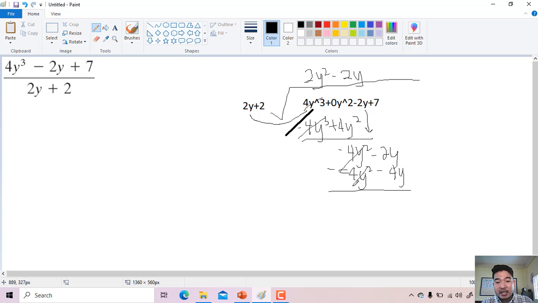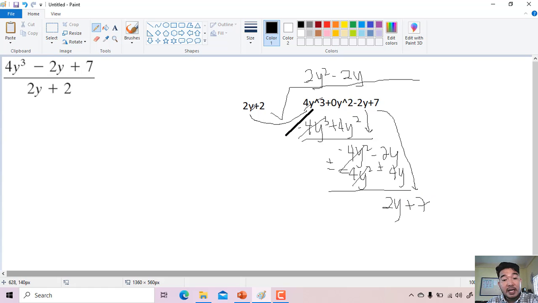Ayan, kasi magkamukha lang naman sila. Negative 2y minus negative 4y. So this will become positive. And then you proceed to addition. So this is already 0. Then you have negative 2y plus positive 4y. So this is equal to positive 2y. And then you bring down positive 7 here. So you have plus 7.